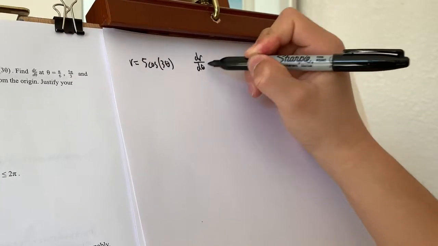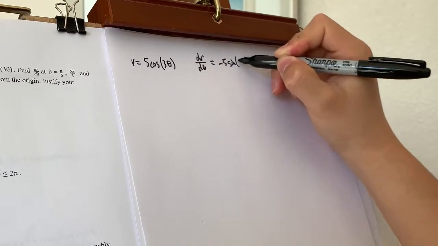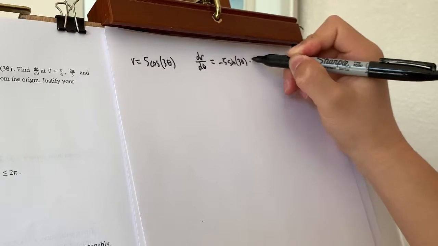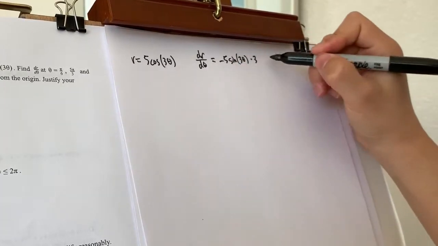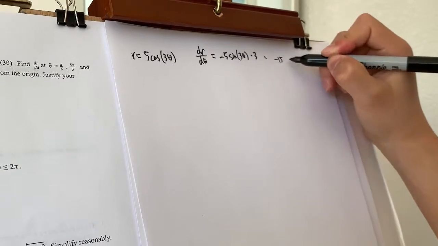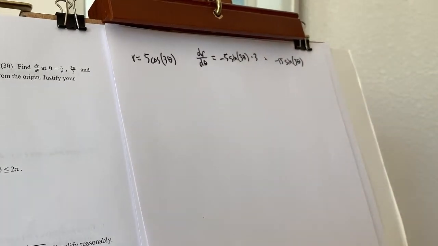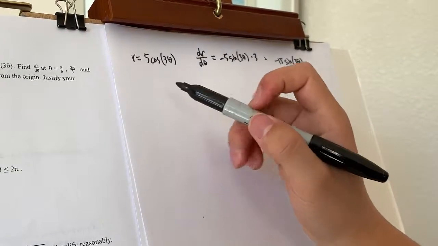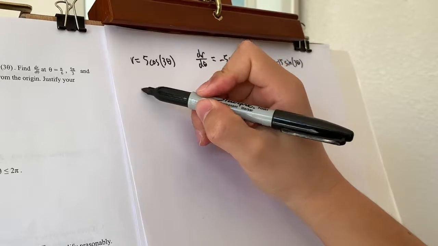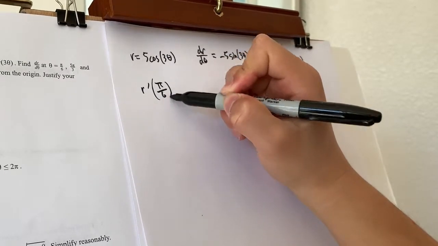So we have dr/d theta equals negative 5 sine of 3 theta, and by chain rule we have another times 3 on the outside. So this equals negative 15 sine 3 theta. Okay, so that's our dr/d theta. Now we're asked to find dr/d theta at those two theta values. So first, let's do dr/d theta at pi over 6.